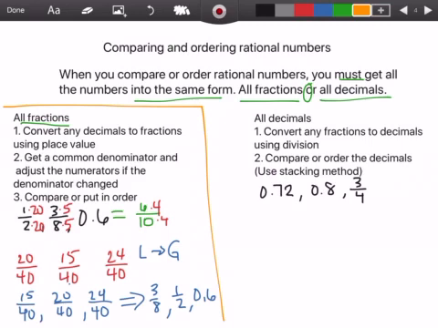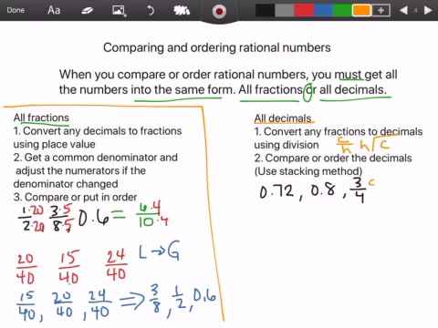I prefer to use all decimals because it's only 2 steps. You convert any fractions to decimals using division. This is our cowboy and horse method, dividing, okay? And then we compare and order those decimals using the stacking method, and I will show you what that looks like. So I have 0.72, 0.8, and 3/4.